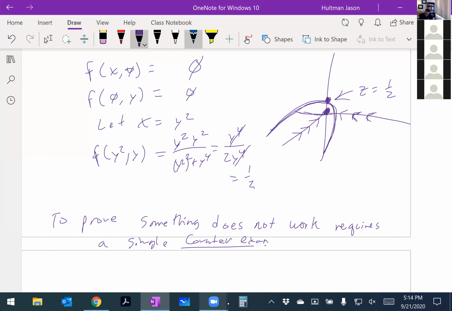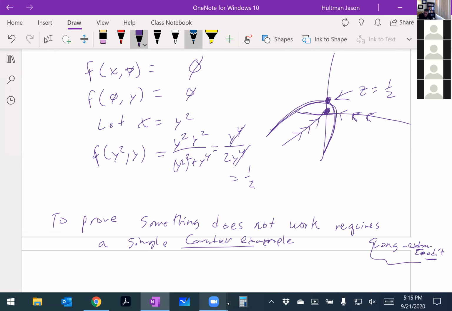Isn't that what we've been doing here? Once we get a single counter example, can't we stop? Right? It's much easier to prove something does not work because it requires only one counter example that it doesn't work. So I'm going to give Long extra credit for that. Long gets extra credit for that. I don't give extra credit in my class, but today I will.